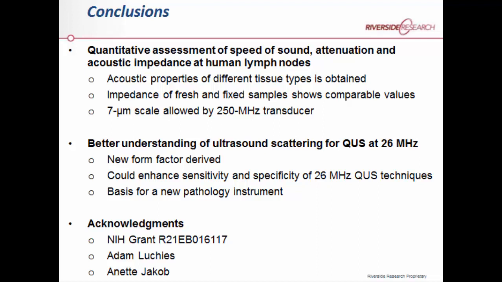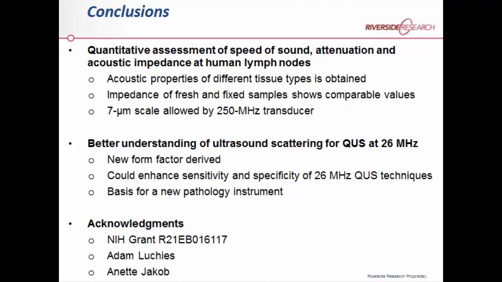We did derive a new form factor. I think that it's obvious that we need to process more maps to be sure what we're doing. But again, the rationale is that we could use this form factor to enhance sensitivity and specificity of the QUS techniques at 26 megahertz. So basically, we'd be able to better find cancer or characterize cancer in lymph node.